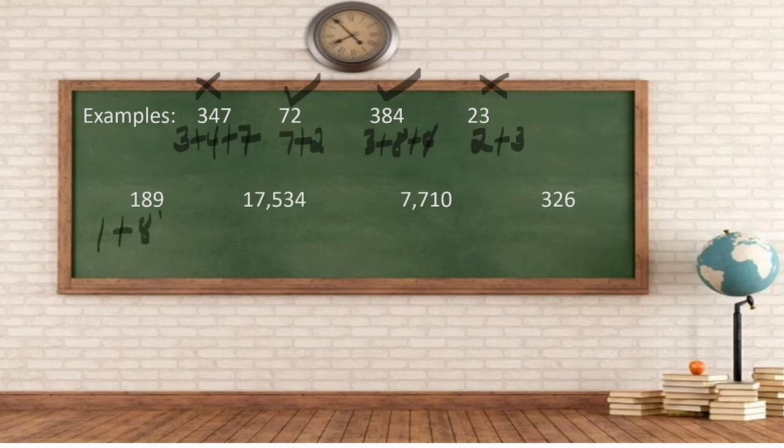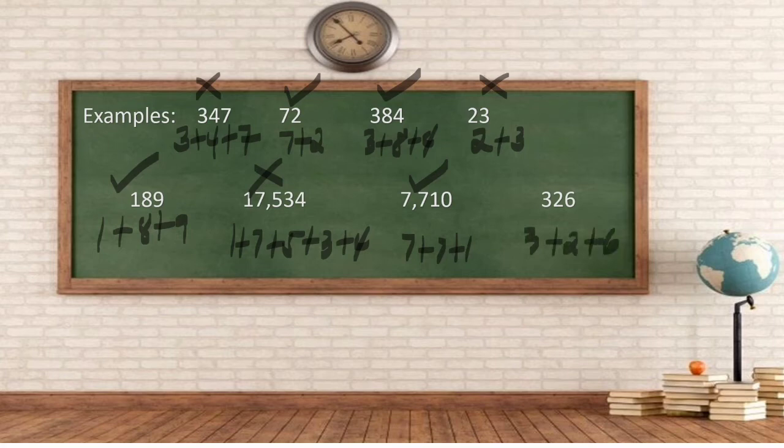1 plus 8 plus 9, 18. Yes, it is divisible by 3. 1 plus 7 plus 5 plus 3 plus 4, 20. This is not divisible by 3. 7 plus 7, 14 plus 1, 15. Yes, this is divisible by 3. 3 plus 2 plus 6 equals 11. So this is not divisible by 3.